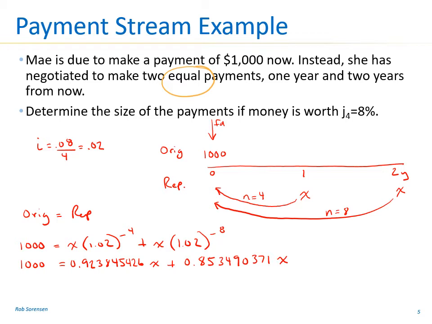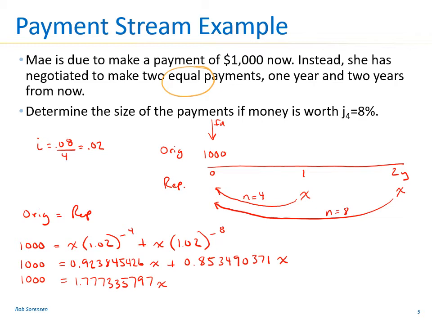Once we get to that point, we can just add up the numbers on the right side. Really, we're combining like terms. We'd have one number term and a couple x terms. We combine the x terms, we get 1.777335797x. Is it important to keep all the decimals? Absolutely. If we round them off, we could end up with some rounding error in our final answer. So let's keep them all.